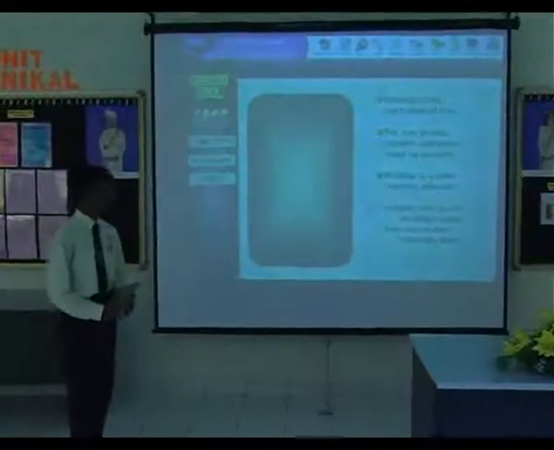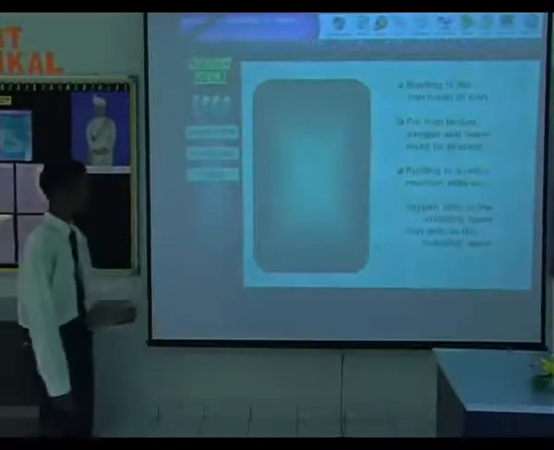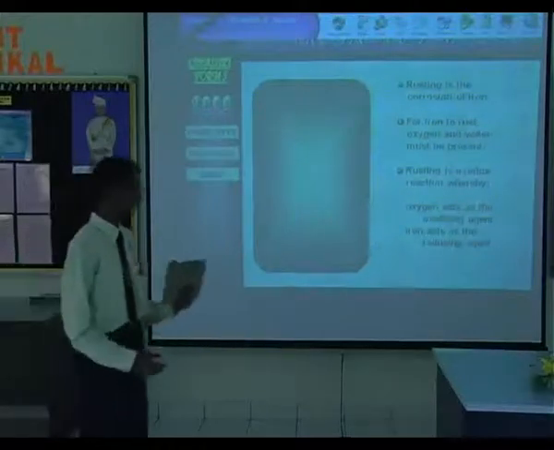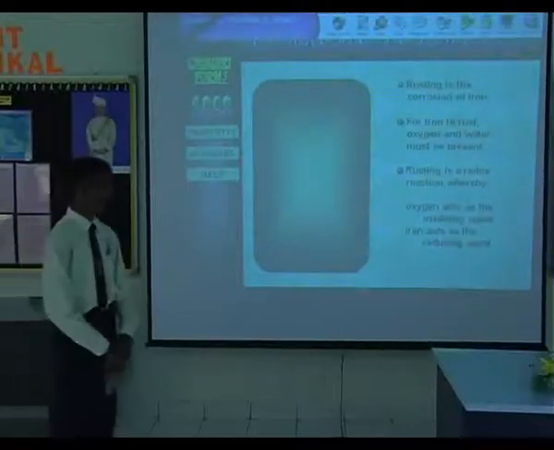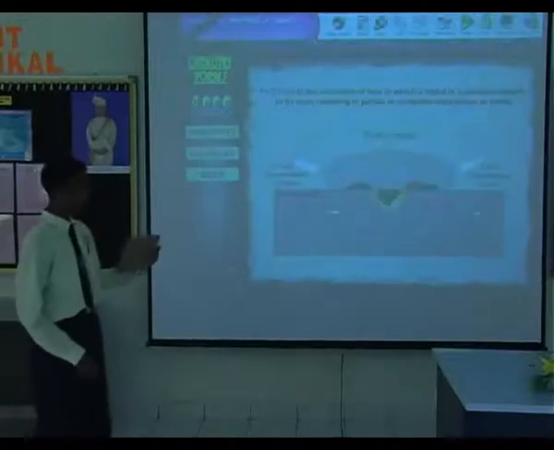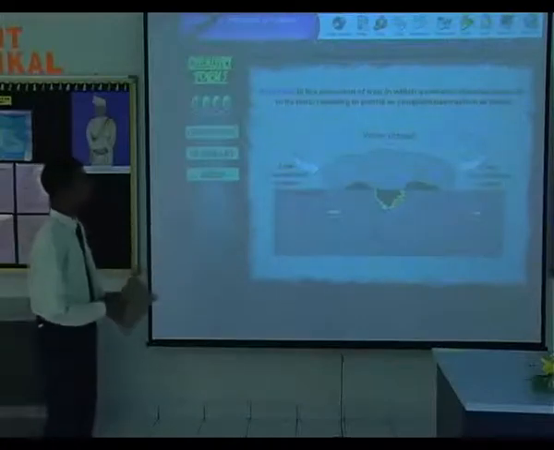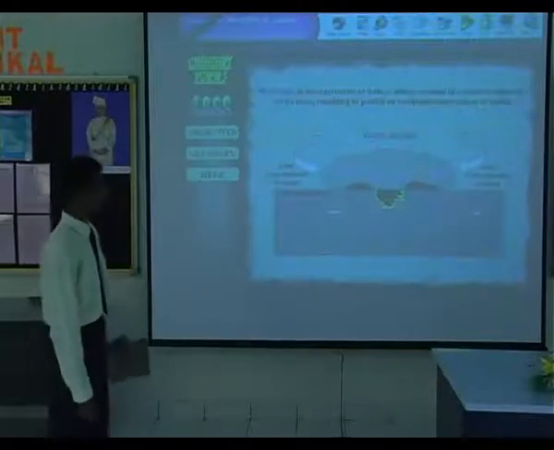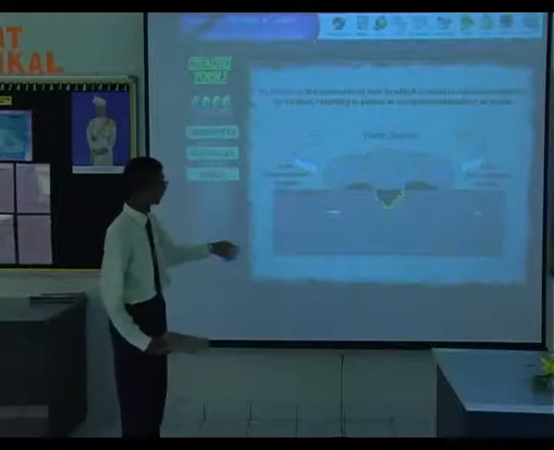Rusting is the corrosion of iron. For iron to rust, oxygen and water must be present. Rusting is a redox reaction whereby oxygen acts as the oxidizing agent and iron acts as the reducing agent. Rusting is the corrosion of iron, a metal, oxidizing naturally to its ions, resulting in partial or complete destruction of the metal. As we can see, the water droplet is on the surface of the iron.